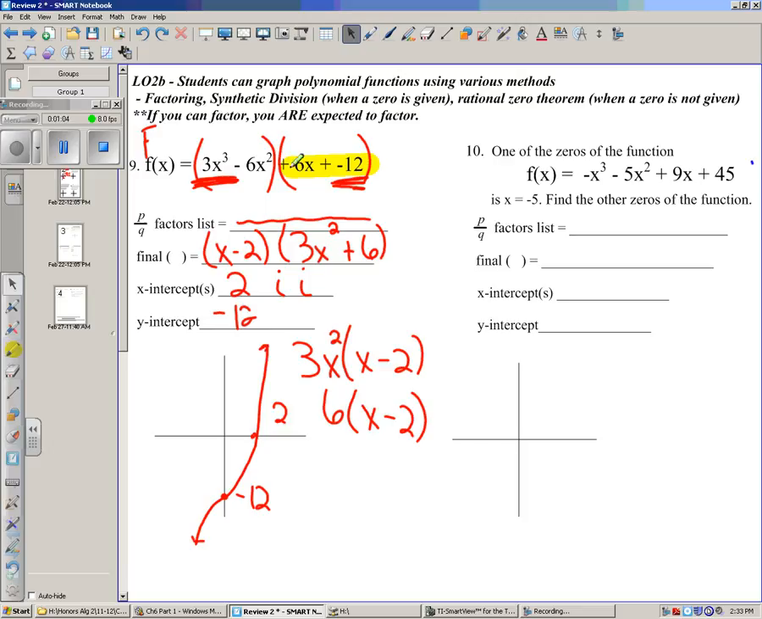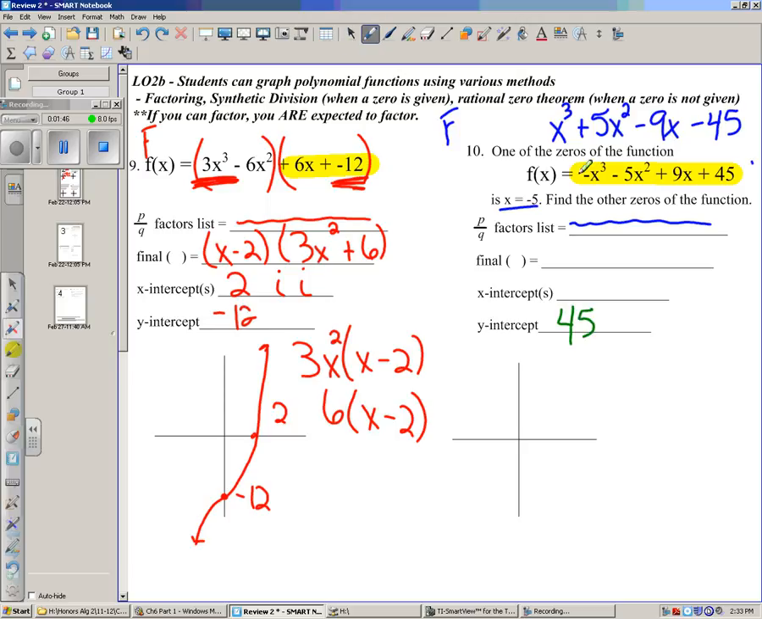All right, on number 10, I do give you a clue, but it actually would probably just be faster to factor it. So with that, you don't need your P over Q list. Instead, I'm going to go straight to grouping. Now, if it helps, you might want to take a -1 out of your original equation because it always seems to be a little easier to factor with your leading term being positive. So if I do that, it will change this to x cubed plus 5x squared minus 9x and then minus 45. But remember, I'll be working with the original equation for my y-intercept, so that'll be 45.